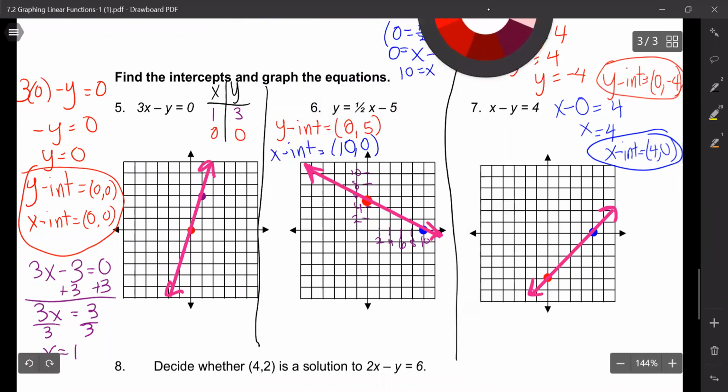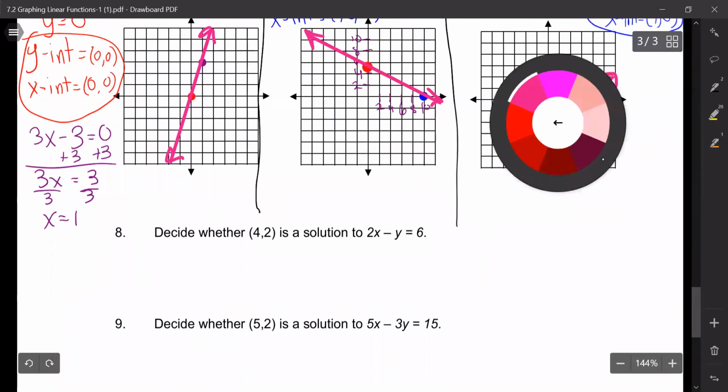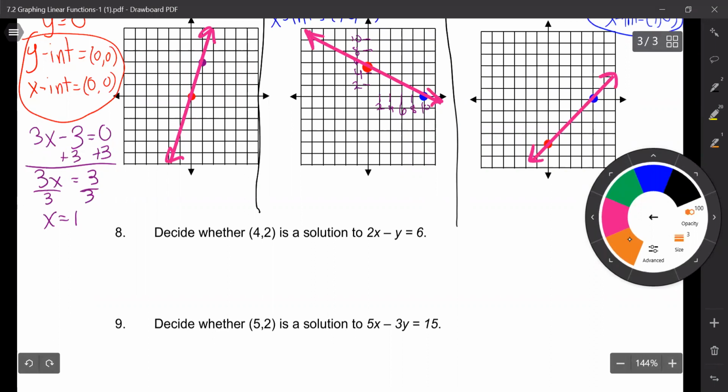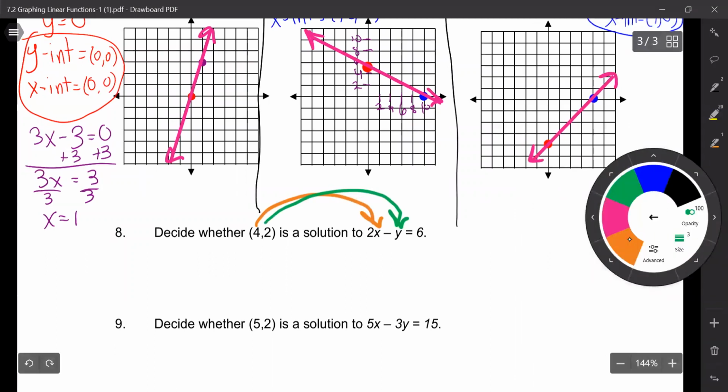All right. Number 8 says decide whether 4, 2 is a solution to 2x minus y equals 6. All right, so we need to plug in 4 in place of x and 2 in place of y. So 2 times 4 minus 2 equals 6. So 2 times 4 is 8. 8 minus 2 is 6. So yes, that is a solution.